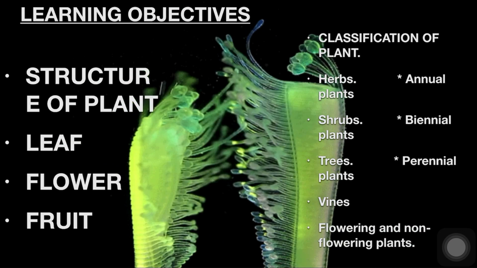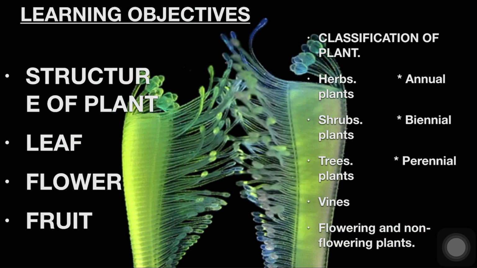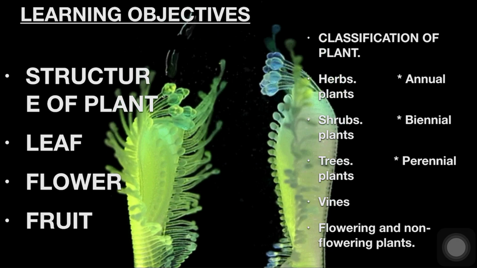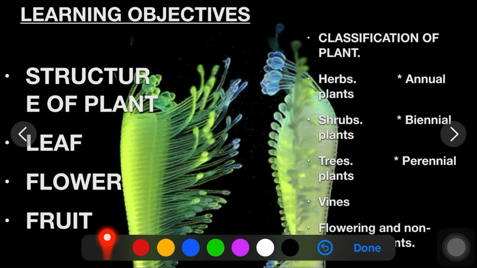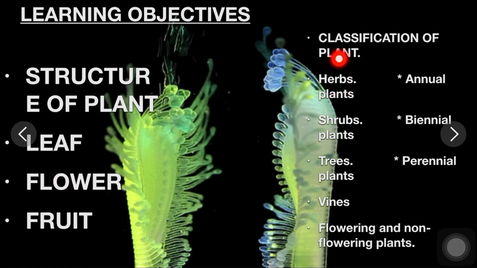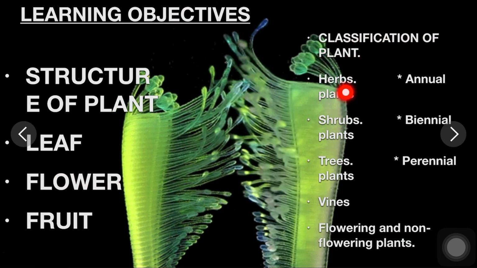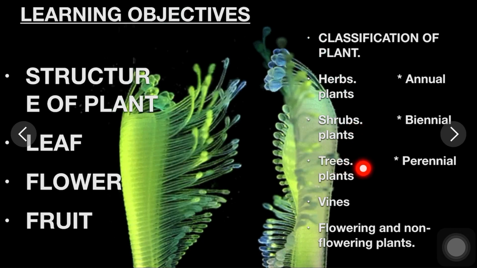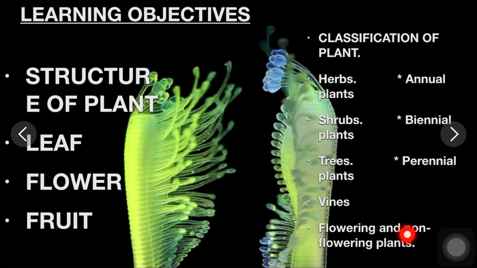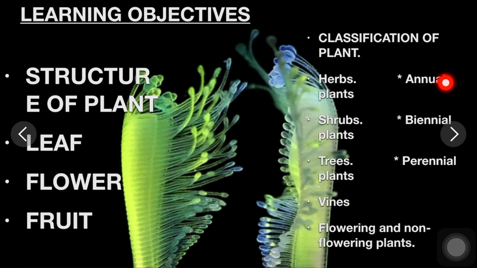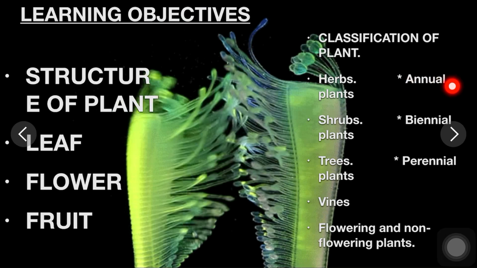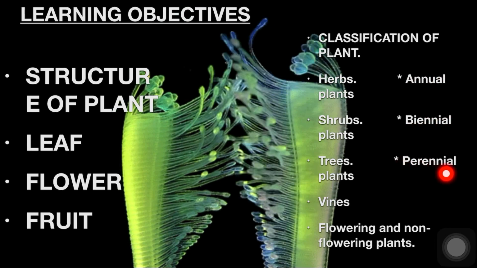Students, what you are going to learn from this video is the structure of a plant, that is leaf, flower, fruits, and classification of plants: herbs, shrubs, trees, vines, flowering and non-flowering plants. Even classification of plants, that is annual, biennial and perennial plants.